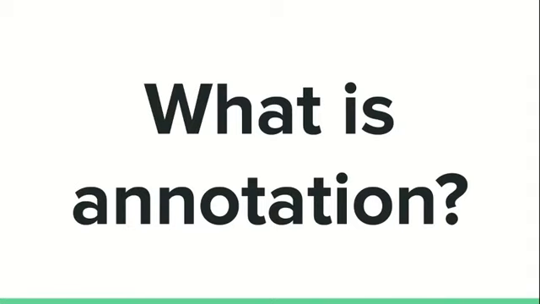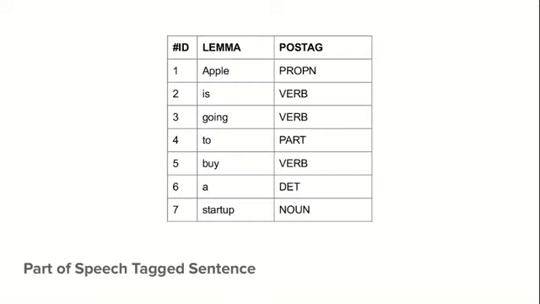Multi-Layer Annotation Query Tool. First of all, what are annotations? Annotations are metadata that is attached to our original data which provide extra information about it. For example, we have a sentence like Apple is going to buy a startup. For every word in the sentence we can have a part of speech. This is a type of annotation which we provide to every word in the sentence.